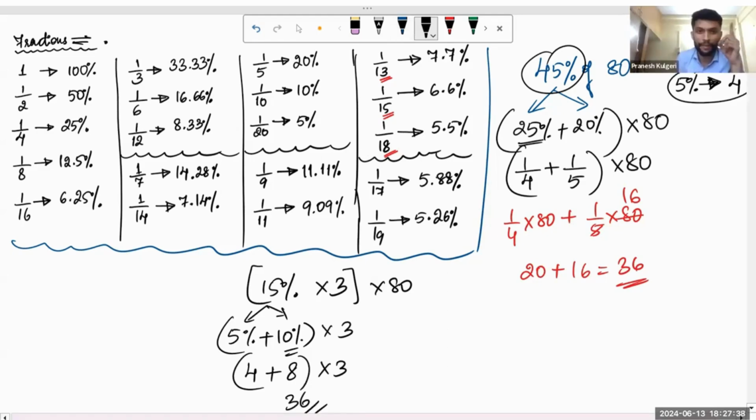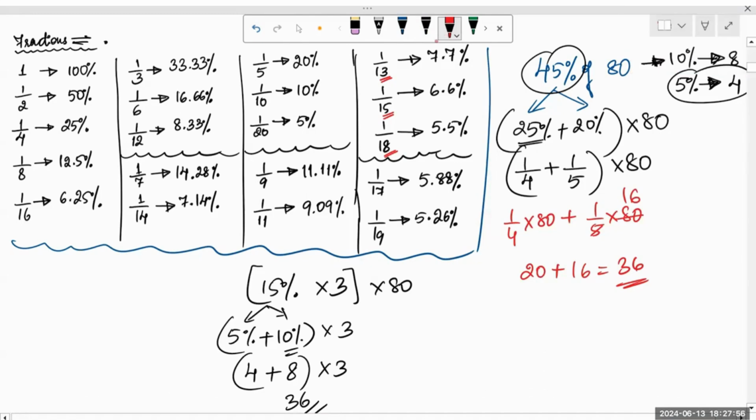It is the third way I'm doing. The first method is I split it as 50% minus 5%. The second way is 20% plus 25%. The third way is like this, there you go. Answer still is 36. Okay.